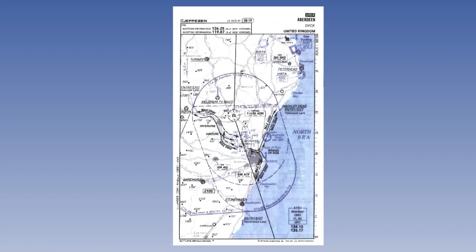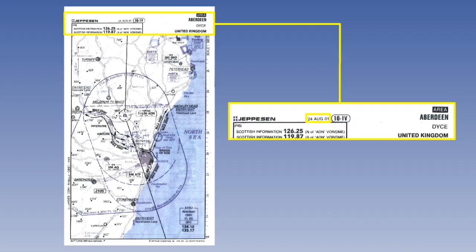After the aerodrome directory are the VFR area, approach, departure and airfield charts, which again are filed in alphabetical order in each country section. The Aberdeen chart 10.1V is a general area chart, with a 1 to 500,000 scale. The validity date of this chart is the 24th of August 2001 and is shown at the top of the chart, along with the frequencies for the two Scottish information services north or south of the ADN VOR/DME beacon.